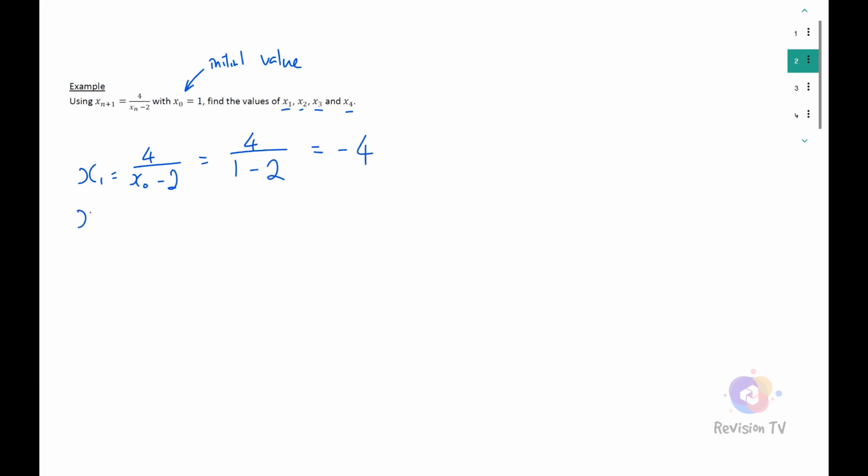For x2, that will become 4 over the previous term. If the next term is x2, then the previous term will be x1 minus 2, which equals 4 over, now x1 becomes minus 4, so minus 4 minus 2, which is 4 over negative 6, which is negative 2/3. So this is how we use the iteration. That's what the calculator does.